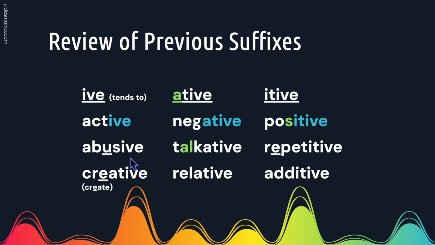Abusive would be somebody who tends to abuse. Creative would be somebody who tends to create. These two endings also mean tends to. The A in this word will generally schwa and sound more like uh, so this word is negative. This AL will have a broad A sound, talkative, and relative. This Z will have a Z sound, positive, repetitive, additive.